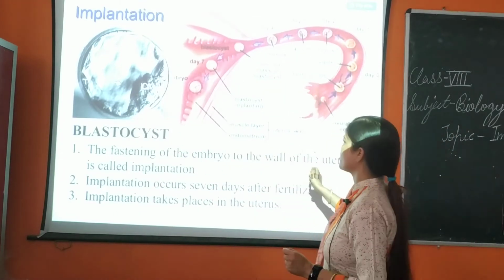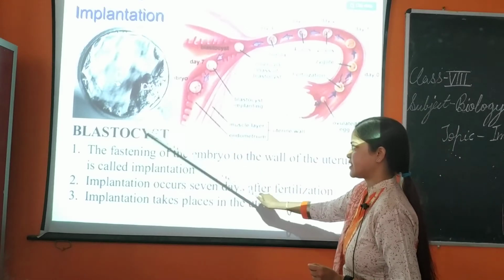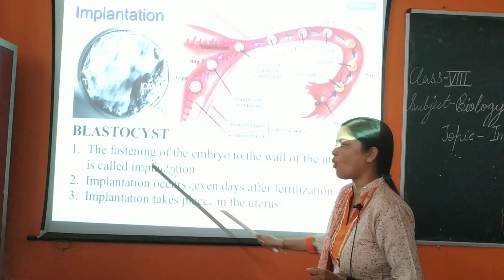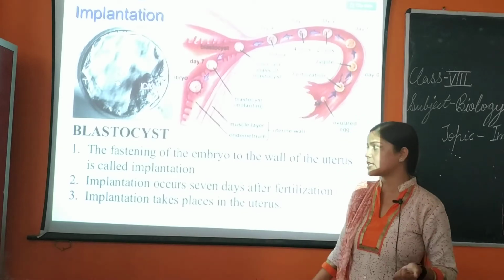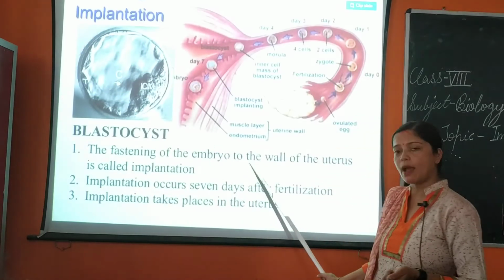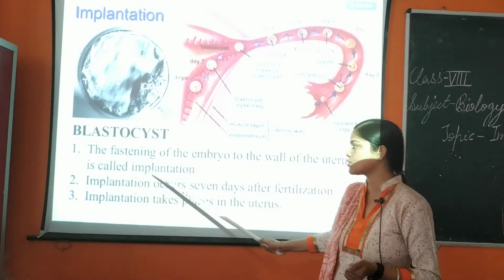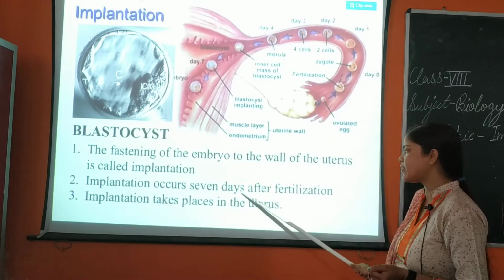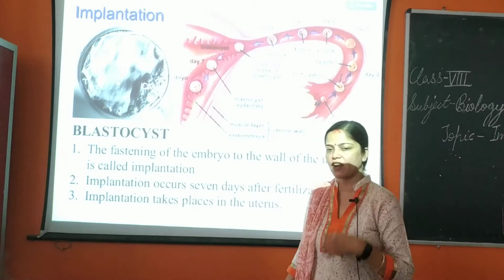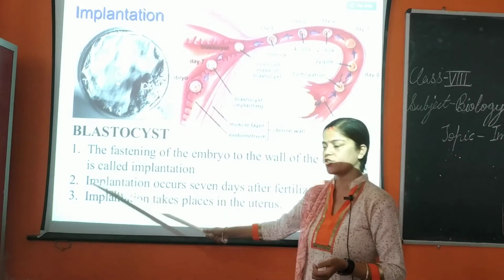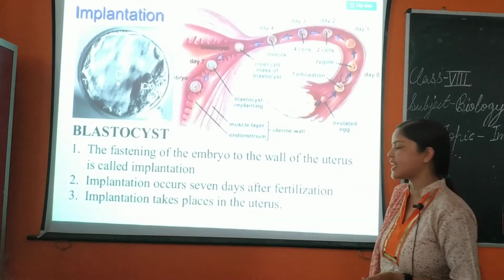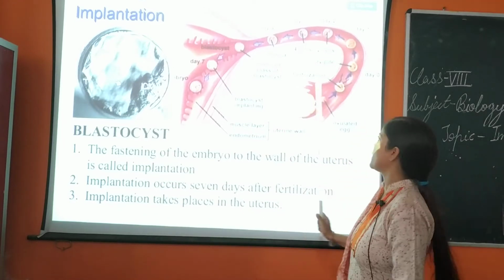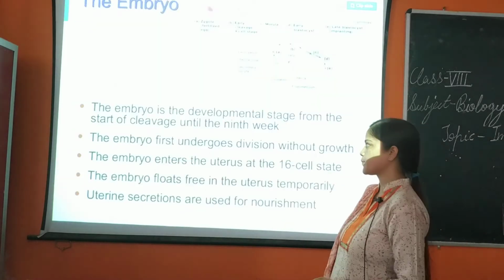Cleavage, implantation, blastocyst. The fastening of the embryo to the wall of the uterus is called implantation. Implantation occurs 7 days after fertilization. And where does implantation take place? It takes place in the uterus.